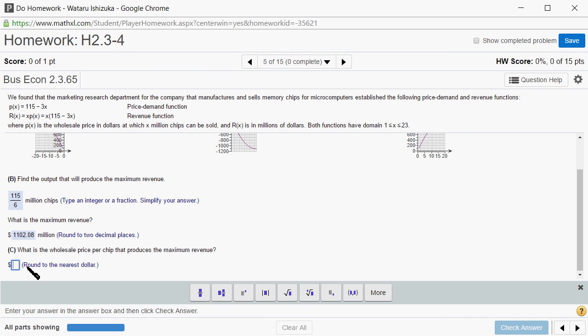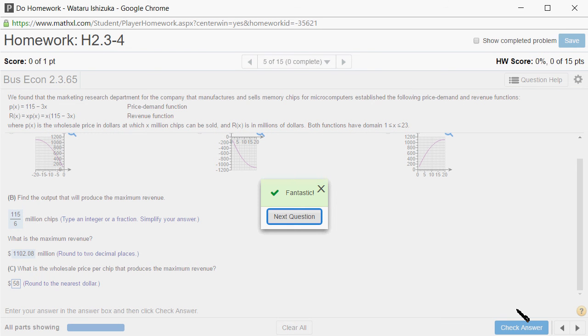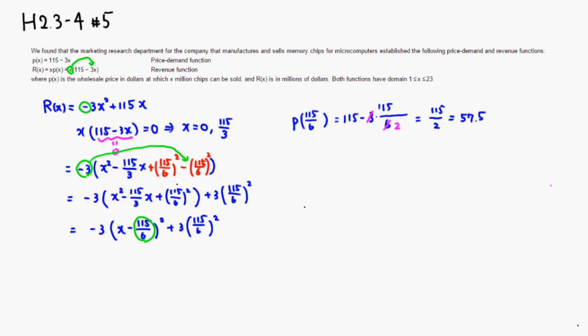So I'm going to type in 58. Check the answer. Alright, we got that. That's it. I hope that this was clear.